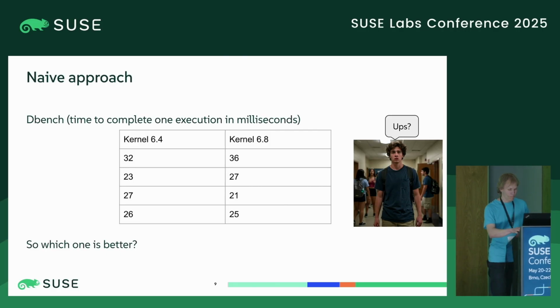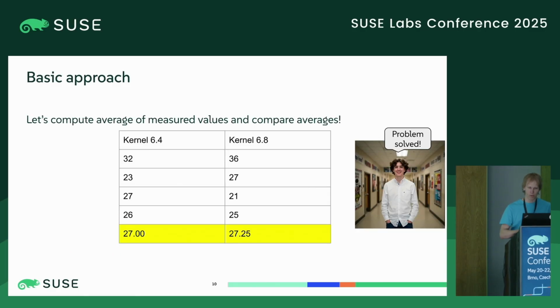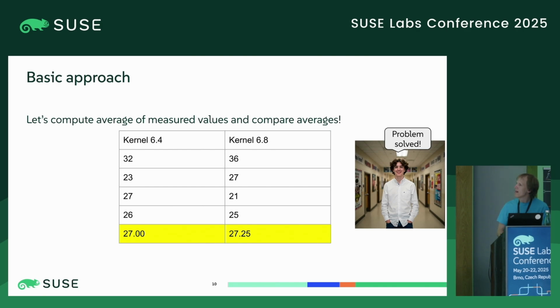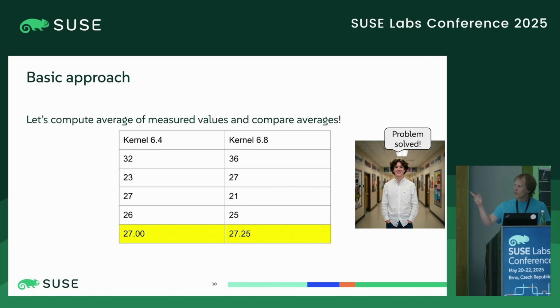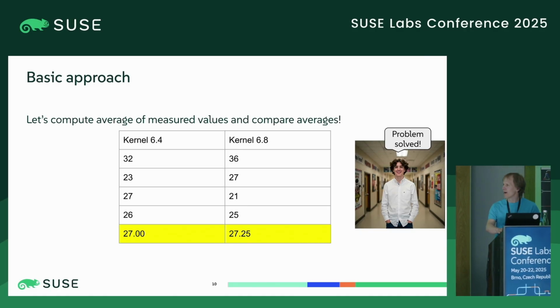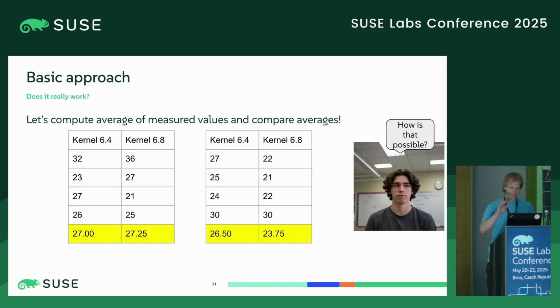Now, probably all of you have heard of things like the average. When you are in a situation where the numbers are going up and down, you do several measurements, you take the average, and then compare the averages instead. That's secondary school level math, or maybe even basic school. So for the sample here, you get averages like 27 and 27.25. So 6.8 again looks slightly slower.